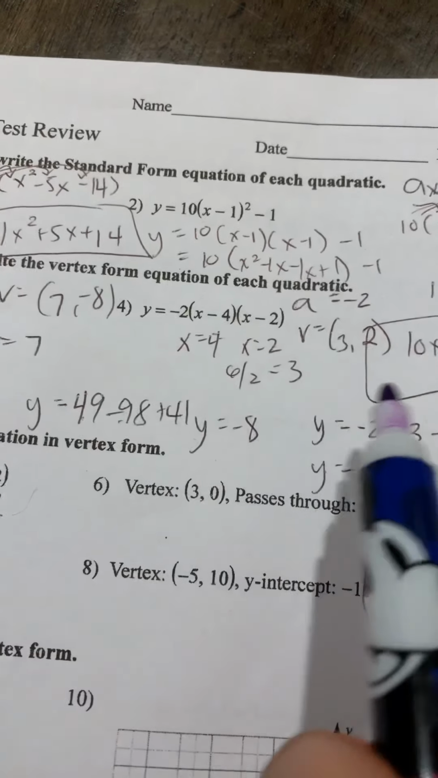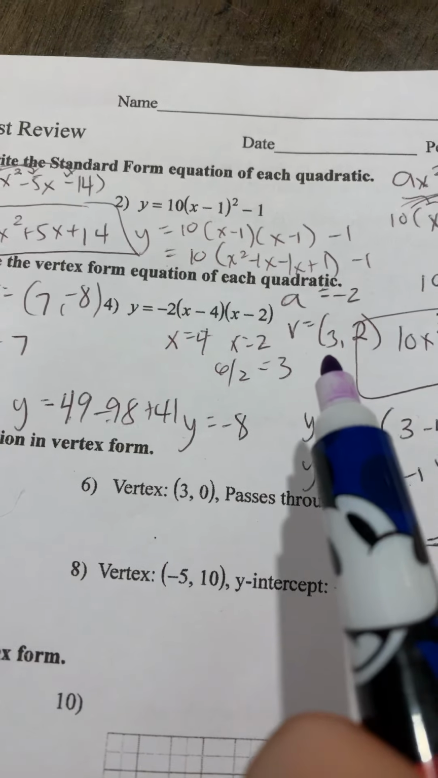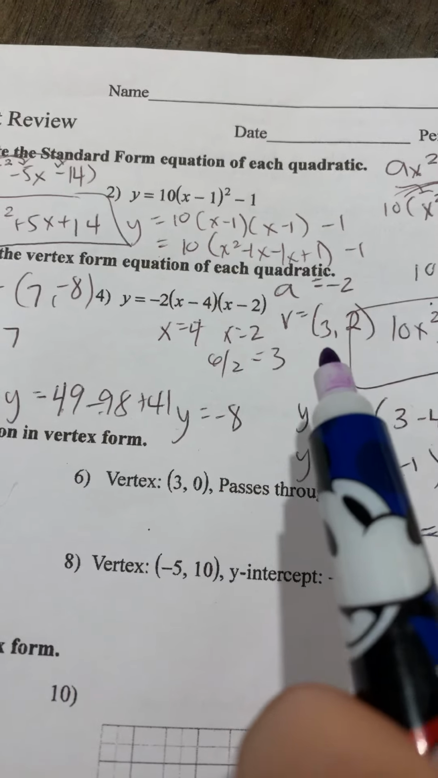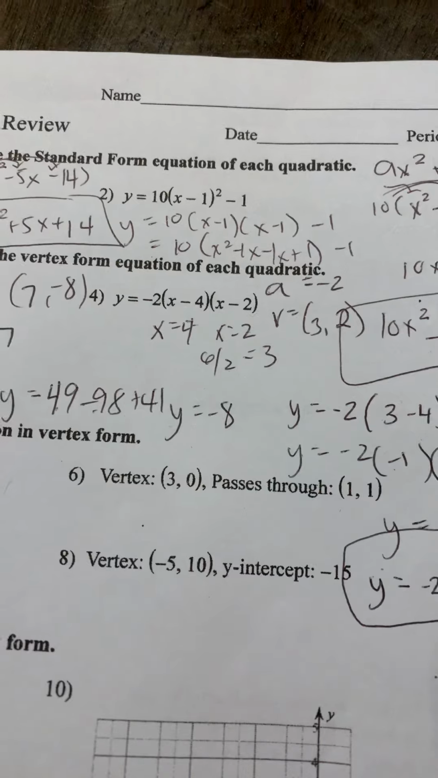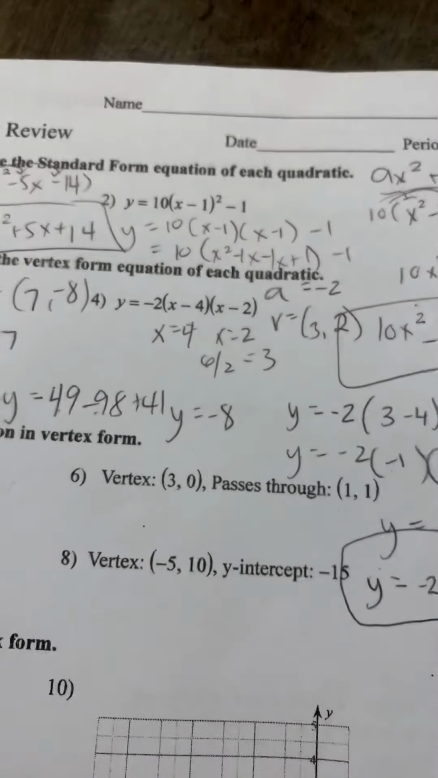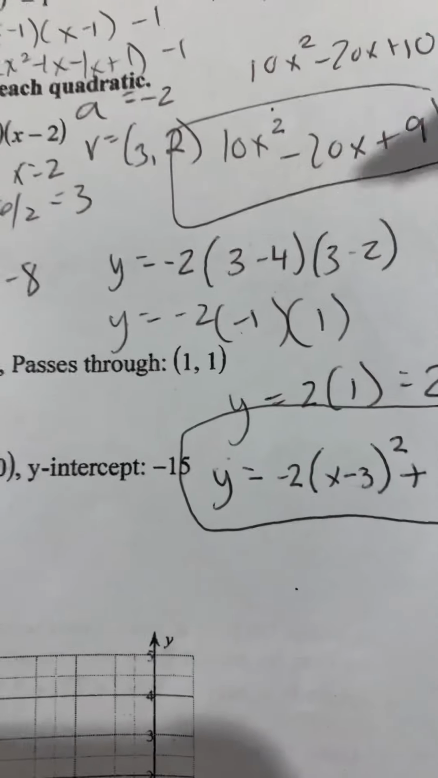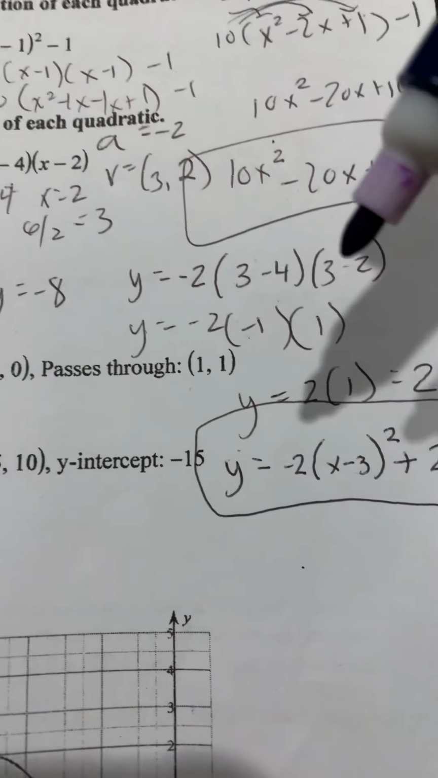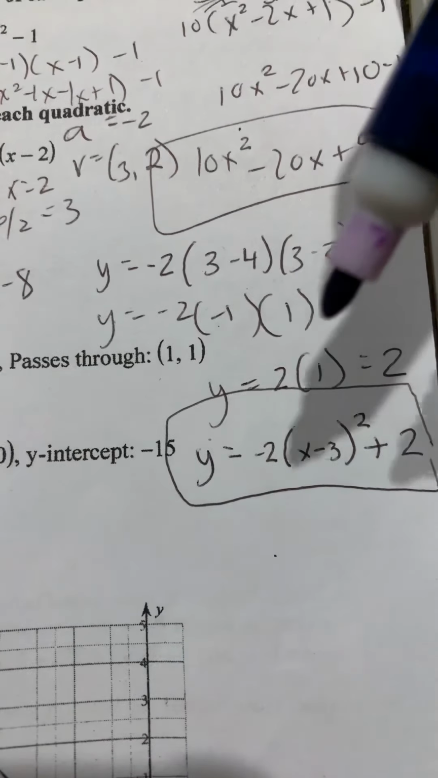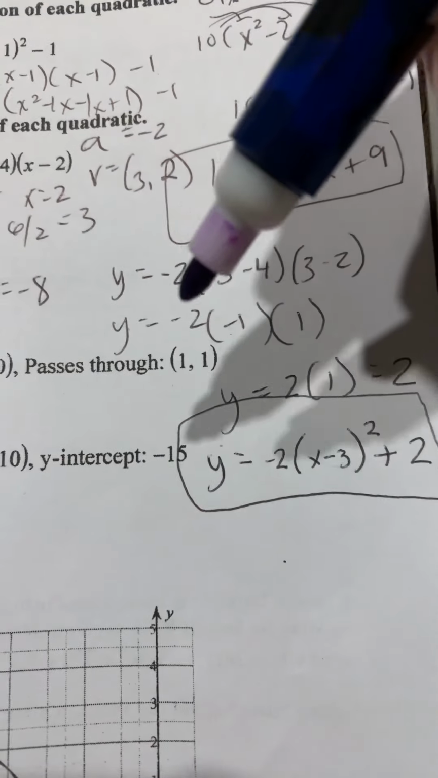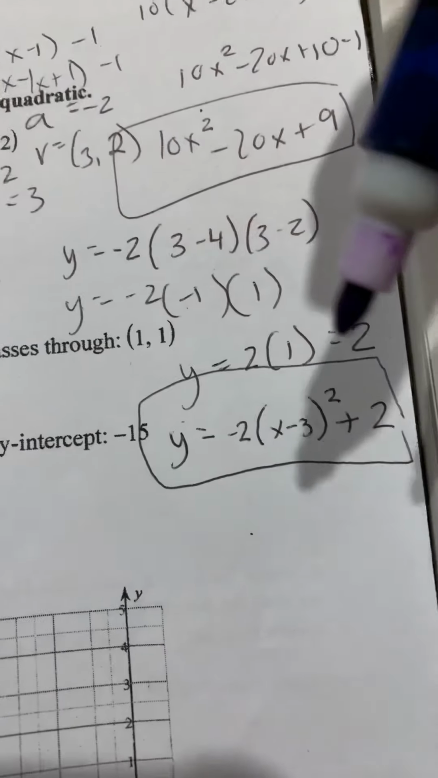So if you actually do this by the intercepts, it's much faster. So if that's the x of your vertex, then that's the x value you're going to plug in here. So if you see right here, this is where I plugged it in. So 3 minus 4 is -1. 3 minus 2 is 1. And then don't forget that there's still a -2 out here. So you're multiplying all those together and you get 2.